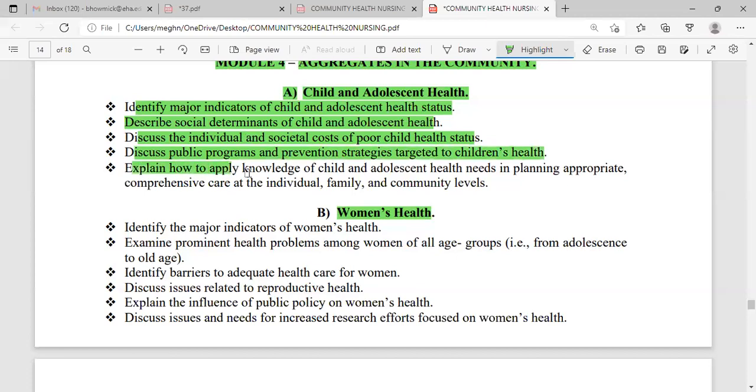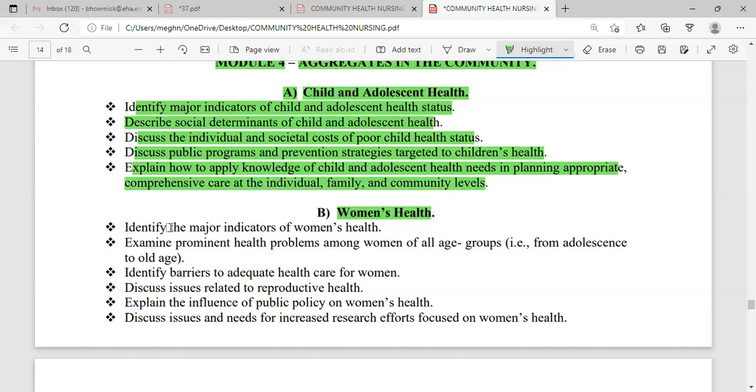Explain how to apply the knowledge of child and adolescents' health needs in planning appropriate comprehensive care at the individual, family, and community level. What else?